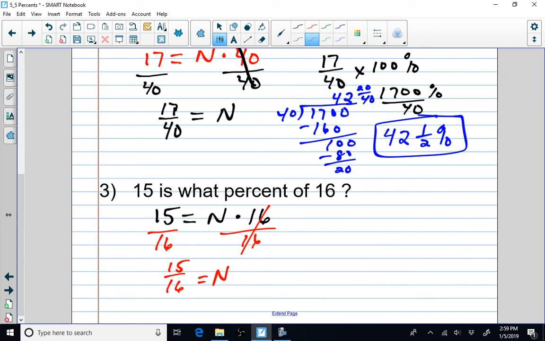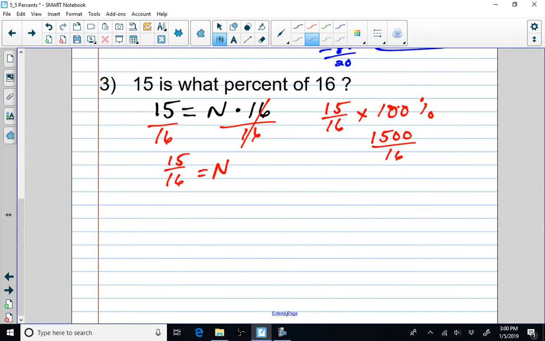Well, we're trying to find the percent, so I have to take that fraction and write it as a percent. So this becomes 15 over 16 times 100%. 15 times 100 is going to be 1500. So that's going to be 1500 over 16. I want to do some long division now, where we're dividing 16 into 1500.